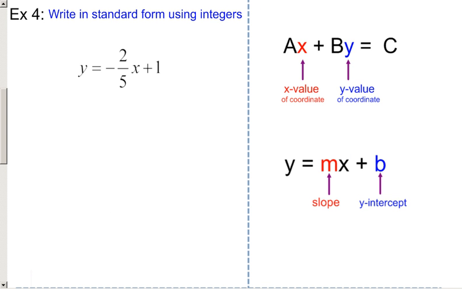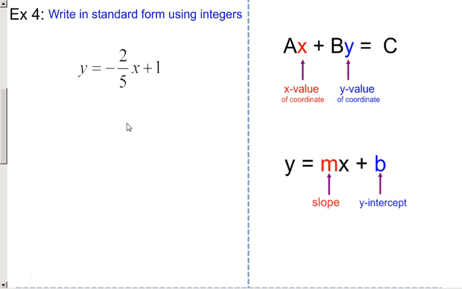For example 4, we need to write this equation in standard form. Remember, standard form is ax plus by equals c, so x, y, and c. And you'll notice that this example, y equals negative 2/5 x plus 1, is what you remember from slope-intercept form. Quite clearly, the y is by itself, it's got a number next to the x, which is the slope, and then the y-intercept over here. Well, we're going to translate this back into standard form.